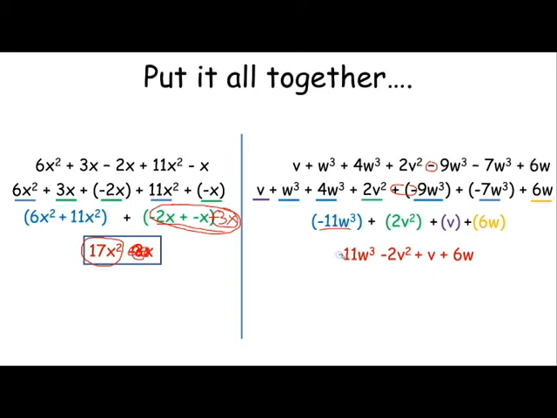And again, there's another typo. I'll go back and fix that as well. Notice that I've got a typo here as well. Your final answer should be negative 11w cubed plus 2v squared plus v plus 6w. And I can put a box around that now.